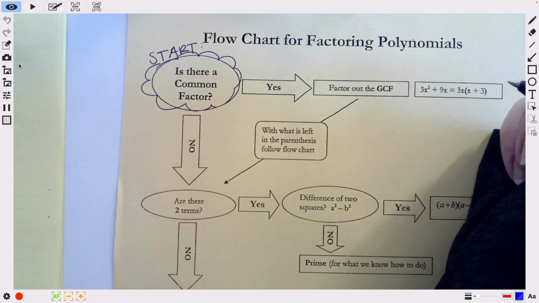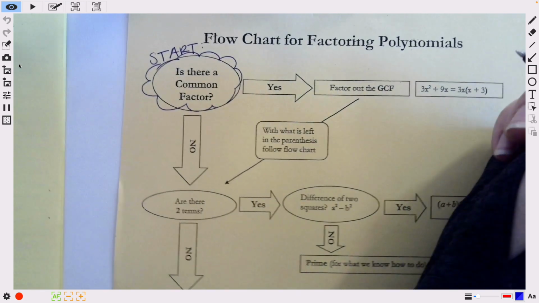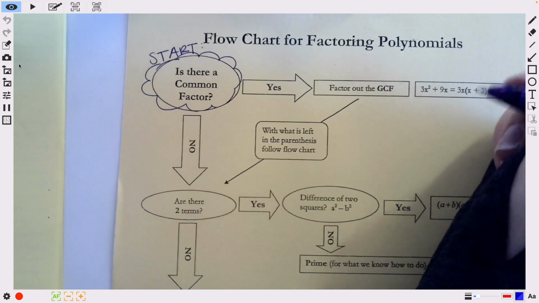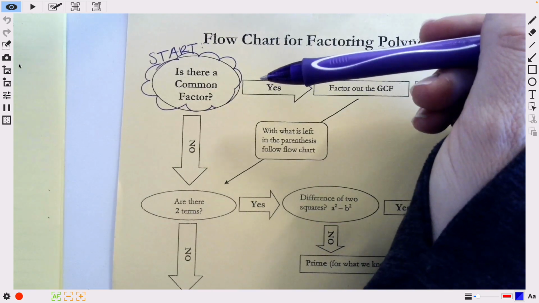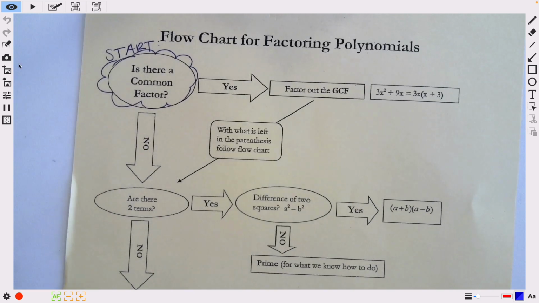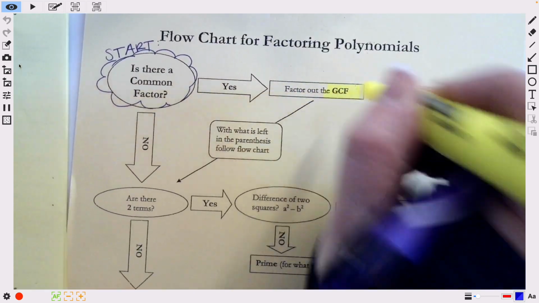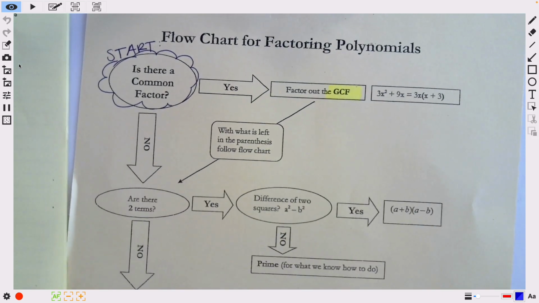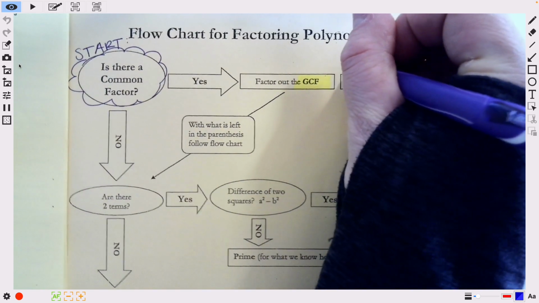Now, that could be a number. It could be a letter. It could be a number and a letter. It could be an x squared. There's a lot of options, but if there's anything you can do to simplify the problem and take something out of all of it, you need to do that, okay? So if there's a common factor, then you're going to factor that GCF out. That's the first type of factoring we ever learned was GCF, and then they give you an example of that.